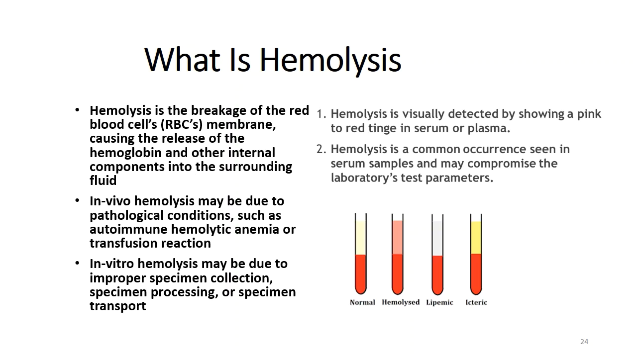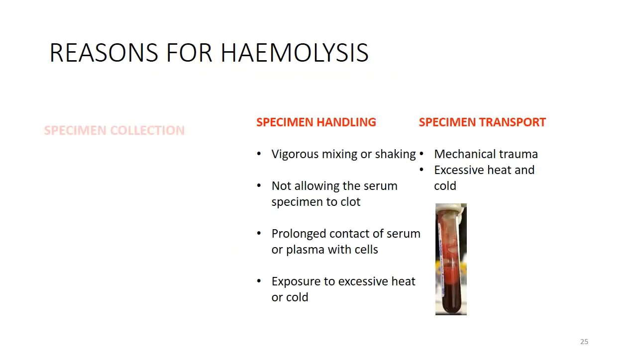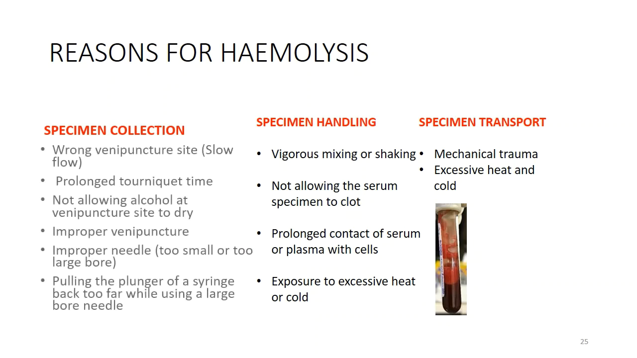There are several reasons for hemolysis. As I told, during sample collection: wrong venipuncture, prolonged tourniquet time, not drying the alcohol, improper needle, too small or too large bore needle, these all may lead to hemolysis. Vigorous mixing or shaking, not inversion, may lead to hemolysis. Inadequate centrifugation time, delay in centrifugation, too fast centrifugation, and improper transport without ice pack may all lead to hemolysis. As you have seen, it is hemolysis in a glucose vial.